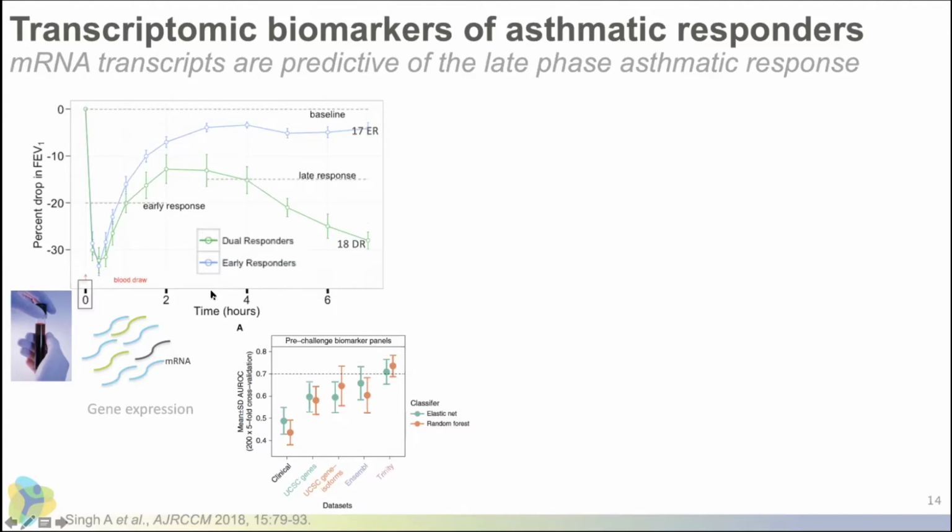And so the goal of this study was to really use the blood transcriptomics, so these mRNA transcripts, and determine whether we could identify some predictive models that could discriminate these responders before the allergen challenge. And you can see the performance characteristics of these models in this graph here. The clinical model, which has the usual variables like age, sex, and so on, is quite poor in terms of determining who will elicit what response after challenge. However, some of these molecular panels of mRNA transcripts have a much better performance in discriminating early from dual responders.